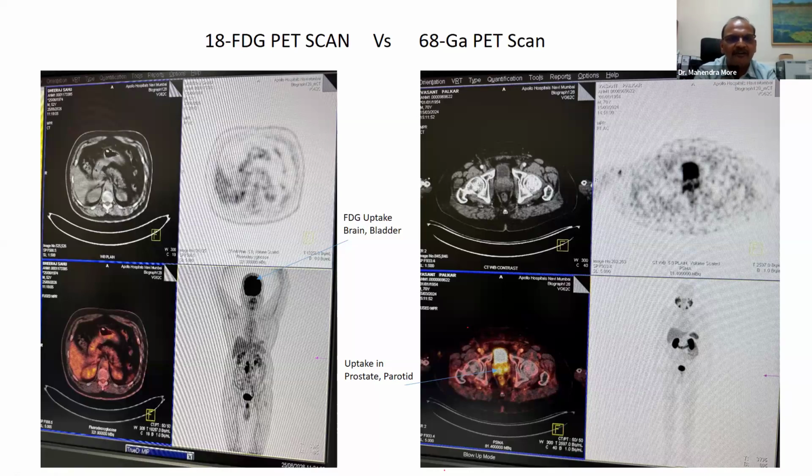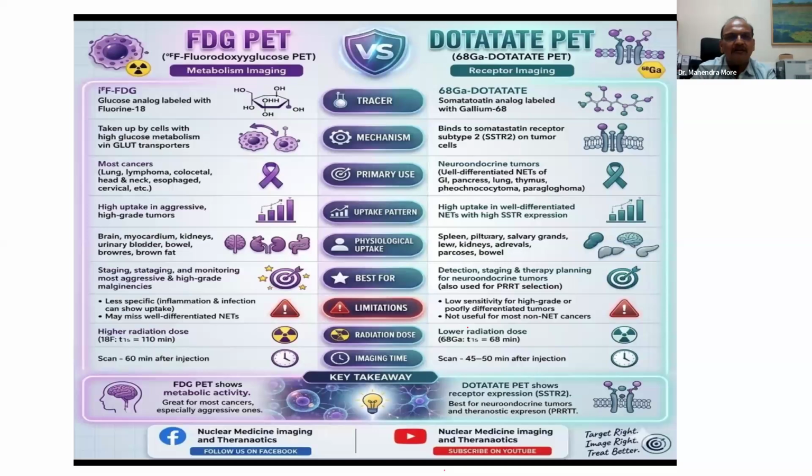On the other hand, in the left side image, if you see, the FDG can accumulate in the brain also and the bladder, and there is a very high background in the image, which restricts proper diagnosis. So, FDG PET and DOTA PET, these are the two examples. One, FDG, is a metabolic imaging, while gallium is a receptor imaging. So those are studies which are being performed on the PET.